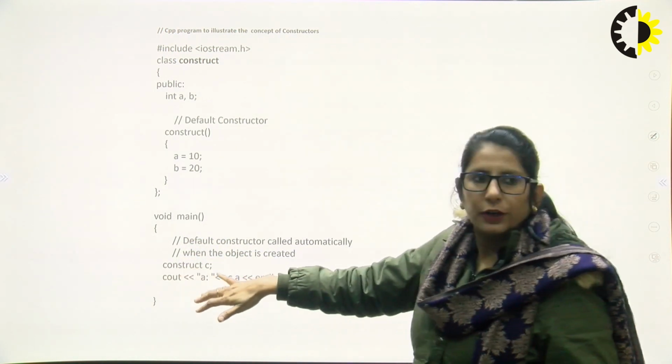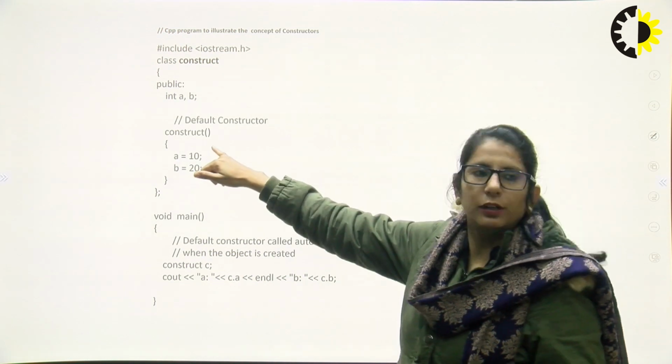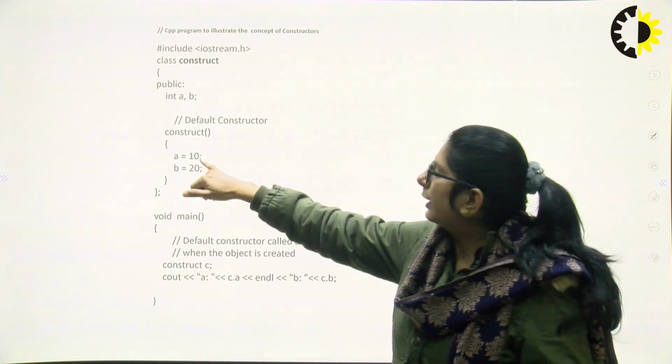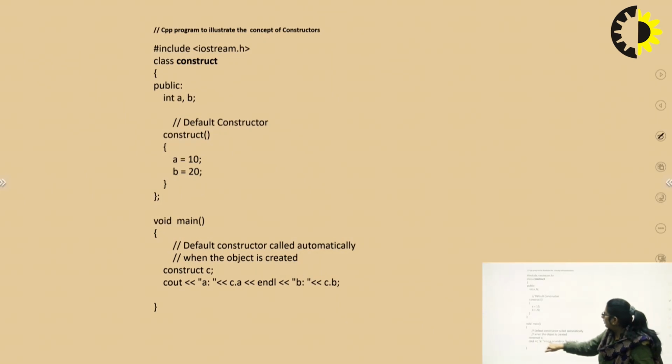We are creating the object of the class. Whenever we create its object, this method will get called automatically. So A and B will get the values 10 and 20 here, and after that, it's simply displayed. We haven't called it. We didn't write something like C dot member function. We never called it. It gets called automatically whenever the object gets created. That's the most important thing in the constructor.